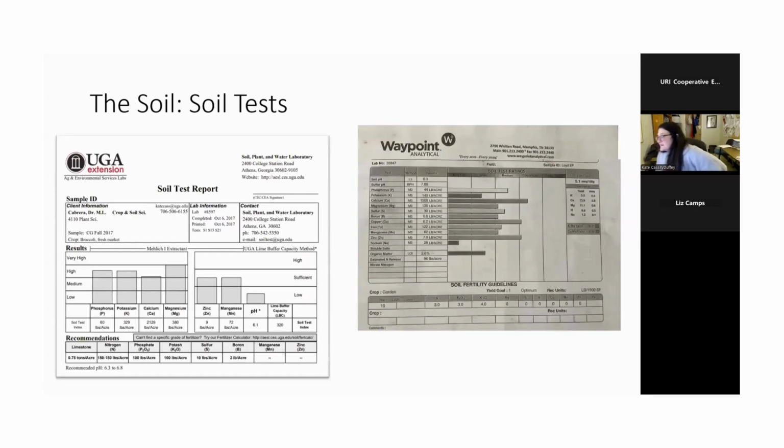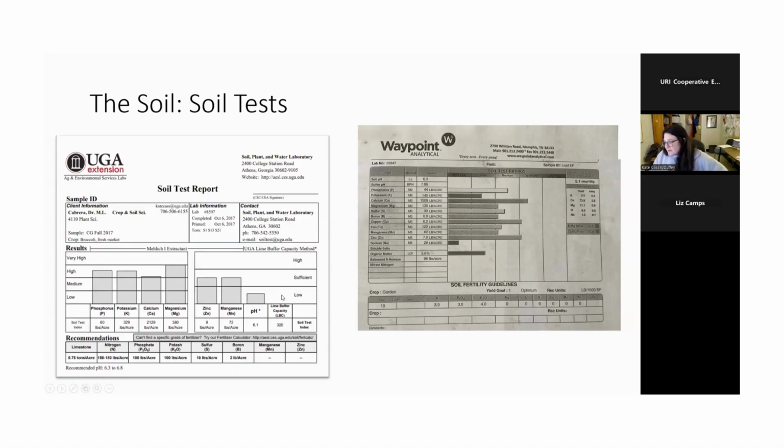All right, so the soil test. I wanted to show you two different soil tests. This is one of our soil tests from a UGA extension office, and this is one from Waypoint Analytical, which is a private lab. I'm sure many of you have seen these. What I wanted to show you is we can get soil pH, soil buffering capacity, phosphorus, potassium, and all these other micro and macronutrients. We can also get organic matter, okay?